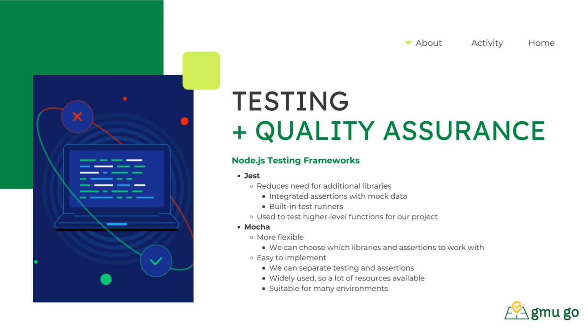So one of the frameworks we used is Jest, which is an all-in-one testing framework with built-in configurations. Using this framework helps us reduce the need for additional libraries because Jest has its own assertion library and mocking system, as well as its own test runner, which makes it easy to write tests without having to add more libraries. In terms of our project, we are using Jest to test the higher level functions with mock data.